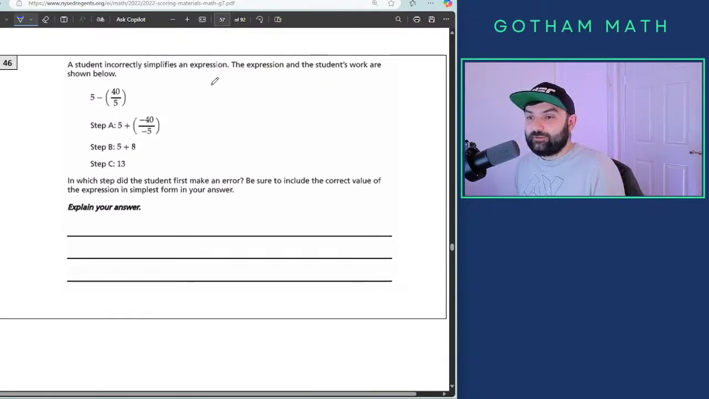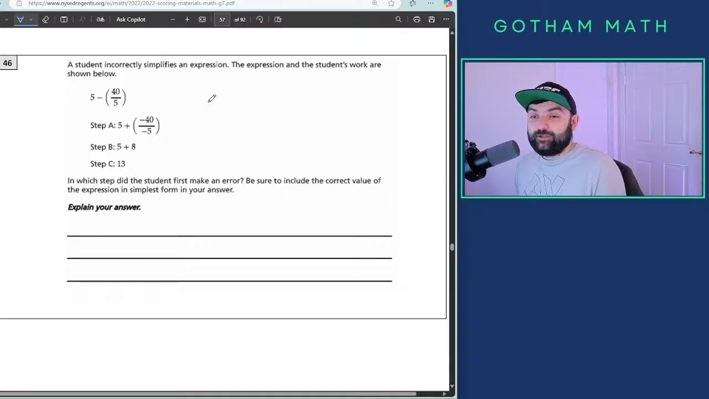Okay. A student incorrectly simplifies an expression. The expression and the student's work are shown below. 5 minus -40 over -5. And step A, 5 negative 40 negative 5. Okay. No, that's incorrect. So step A would be incorrect, because you are not granting two minuses on top and on the bottom. Two minuses on top and on the bottom makes it positive.